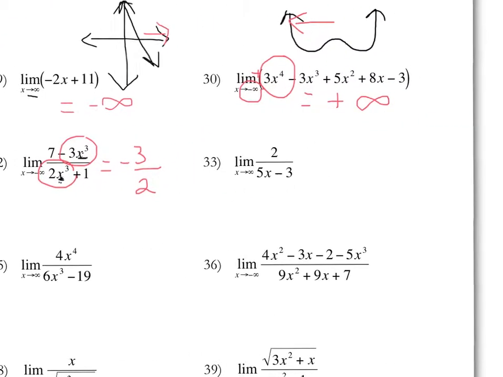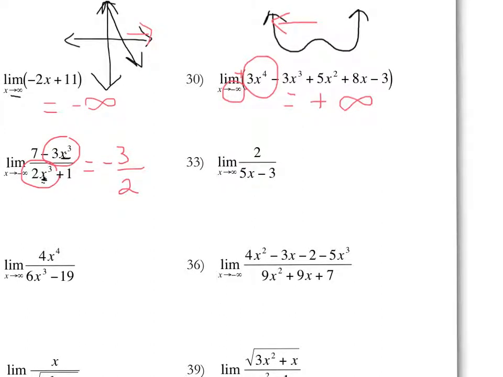Number 33. This is one of those with the higher power on the bottom. So the largest exponent is in the denominator. We talked about that meaning the denominator is going to grow faster than the numerator. So we end up with a limit of 0.